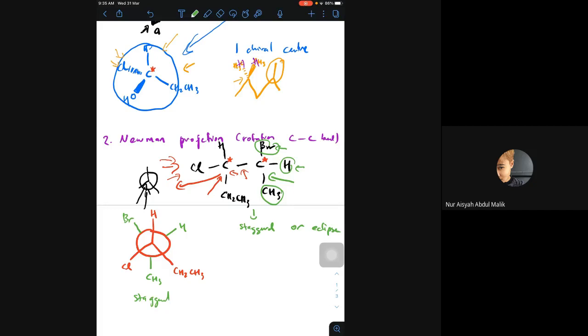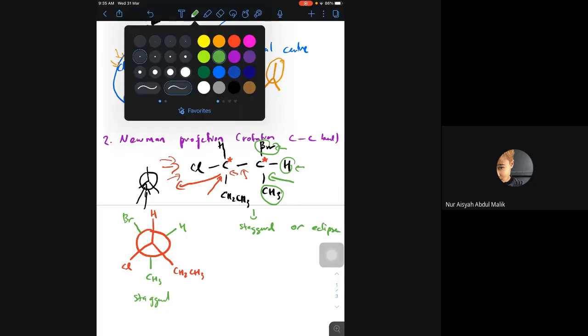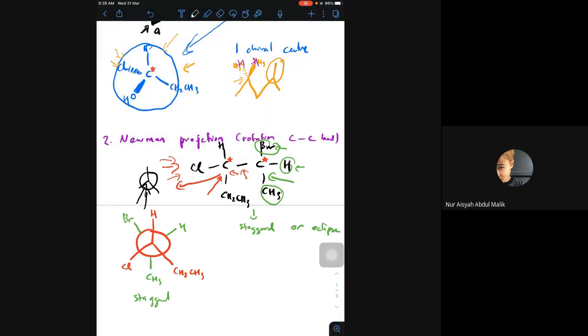Then, let's say you have the same structure but now you want to rotate at the C-C bond by 60 degrees. Same steps: draw the circle, then draw the groups in front. The front will be the same: CH2CH3, and then chlorine.